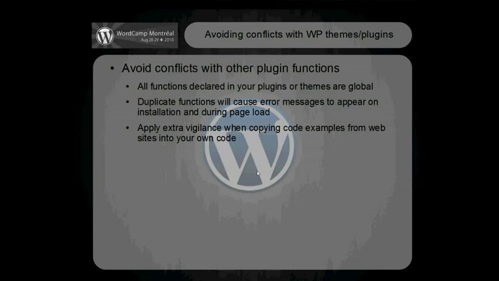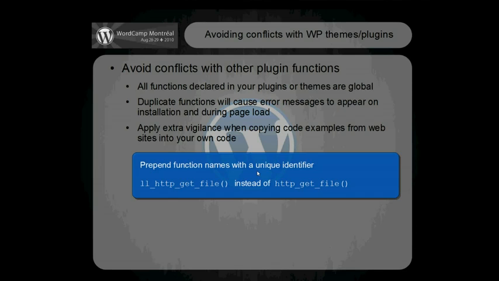So what you should be careful about is to have unique names when you're writing your own functions. You should also be really careful when you're doing some copy-paste. Copy-paste is great. You can find some great examples online. But if you do that, you should be careful and try to give unique names to your functions. In general, a good practice would be to always prepend your function names with a unique identifier. It could be something like here, LL for link library, in front of the function name. It could be the whole plugin name all spelled out.